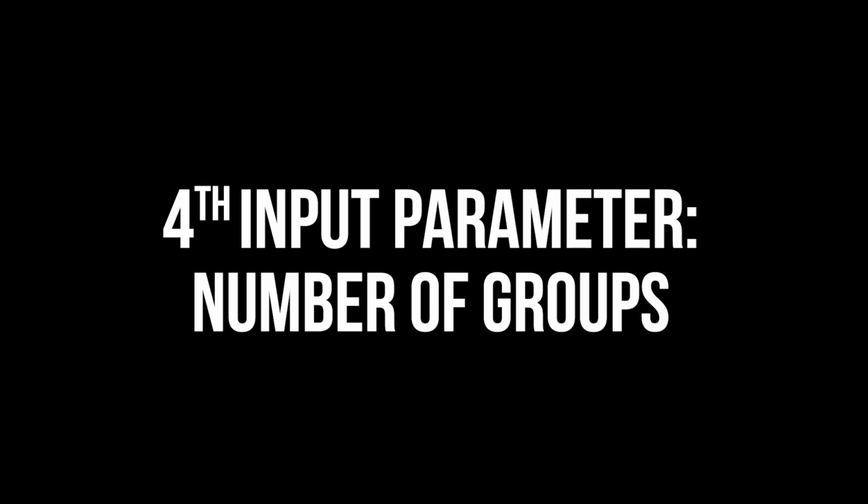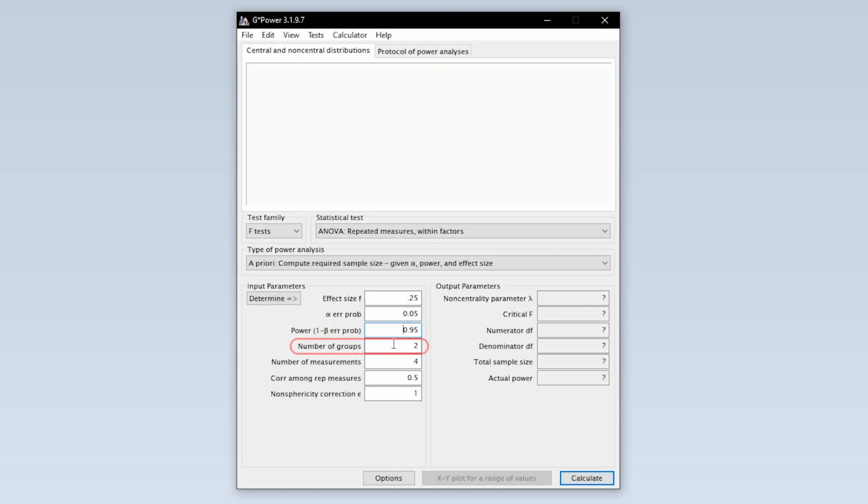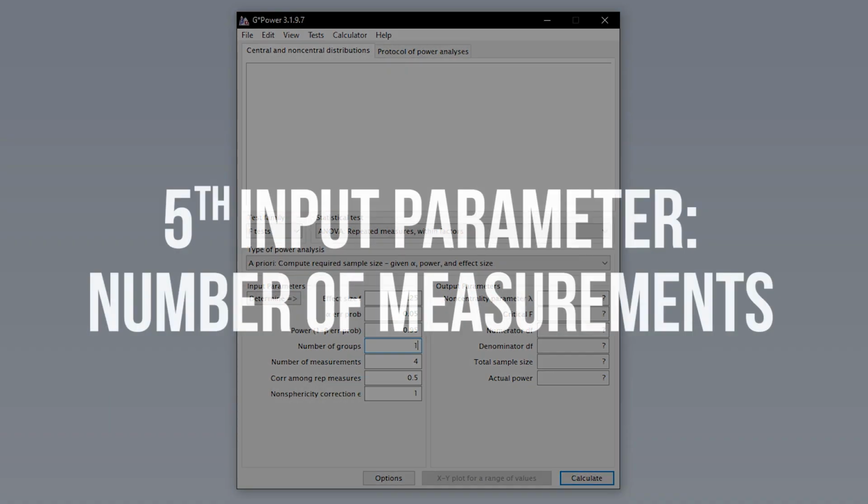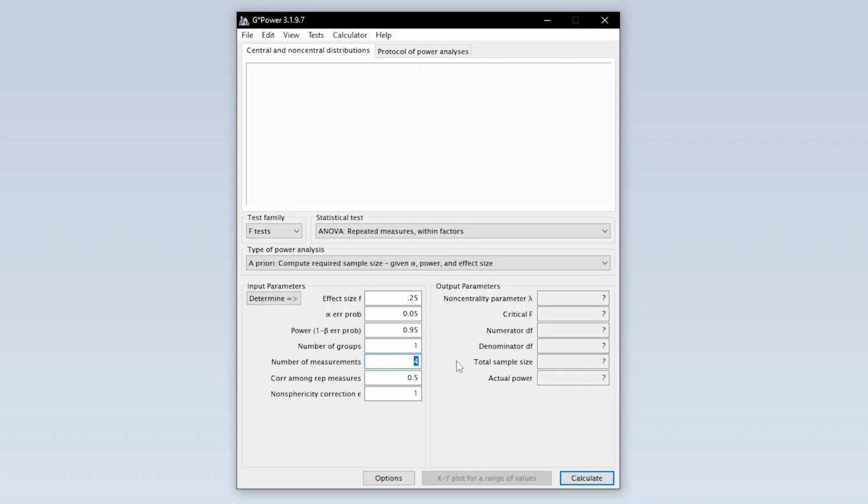The fourth input parameter is the number of groups. This should be pretty obvious. A repeated measures one-way ANOVA has only one group. The fifth input parameter is the number of measurements. This is the number of points in time measurements exist for. For instance, you have a baseline measurement and 2 follow-up measurements, meaning you have a total of 3 measurements.